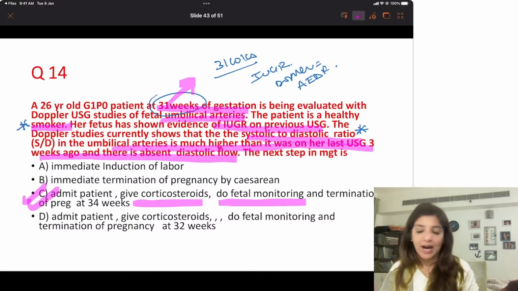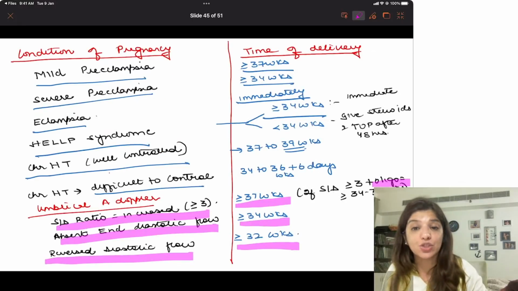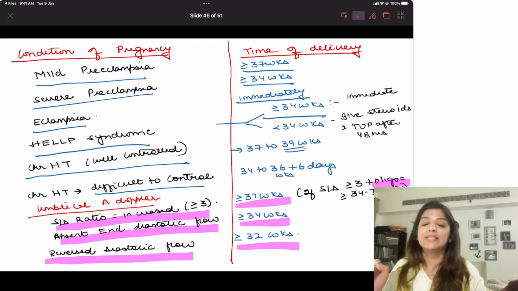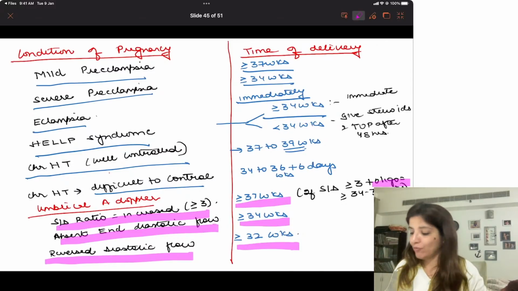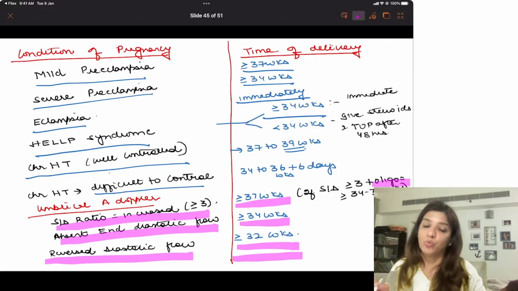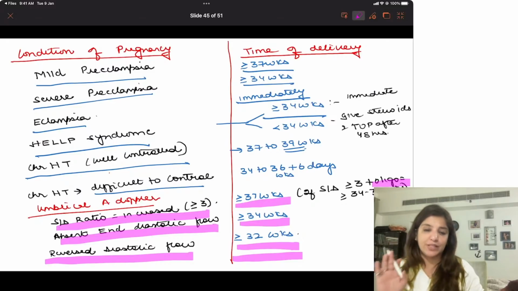Clear to all of you? So the answer is option C. It's not option B. You are not going to go for immediate termination of pregnancy because the patient is 31 weeks. In absent end diastolic flow, you have to terminate pregnancy at 34 weeks. In reversed diastolic flow, you have to terminate pregnancy at 32 weeks. Absent end diastolic flow, 34 weeks, reversed, 32 weeks.